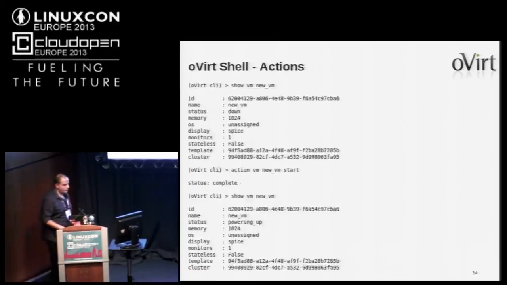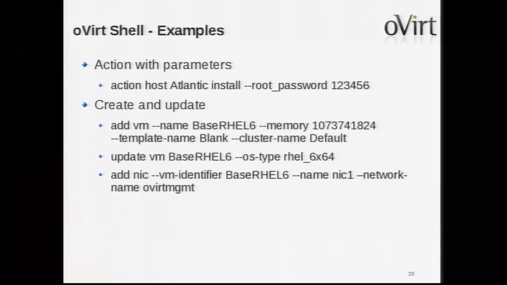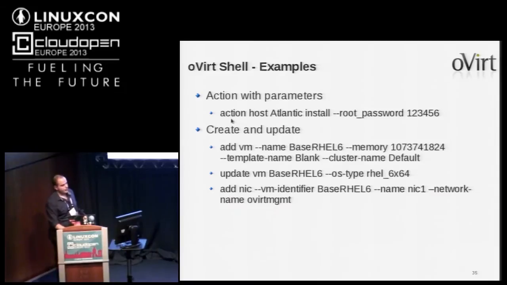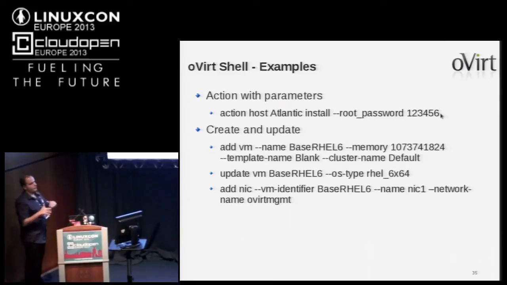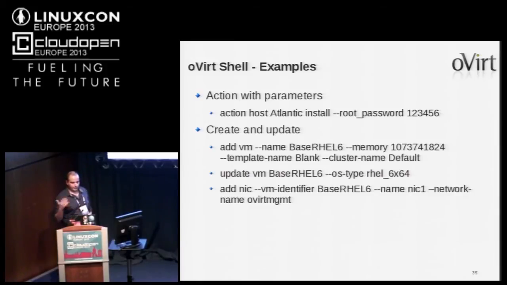I show some help examples. Again, if I would like to install a new host, for example, as you asked, I do action host install and give the root password, which is the only parameter I need to pass. When I use the CLI, it will show me what parameters are available for that operation. If I use the help, I'll also see further details about each parameter. So it's very convenient.